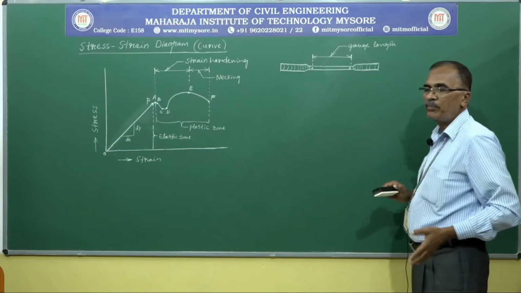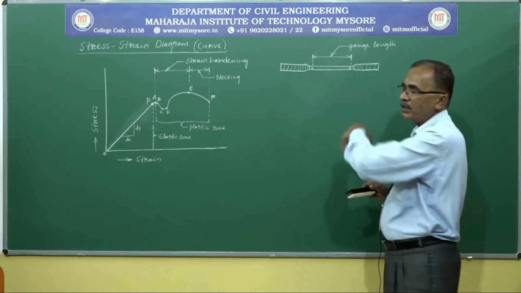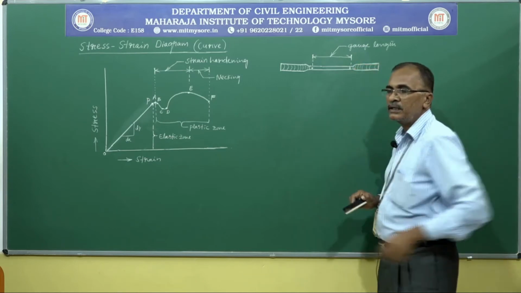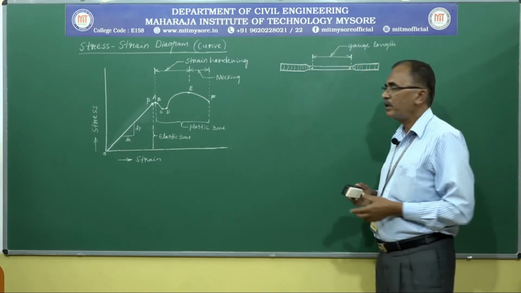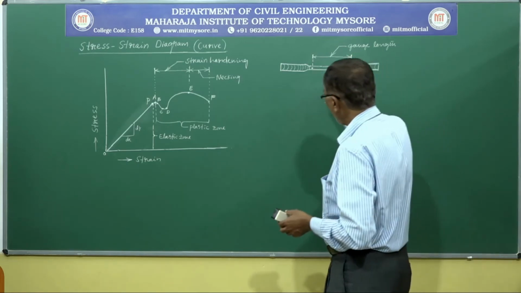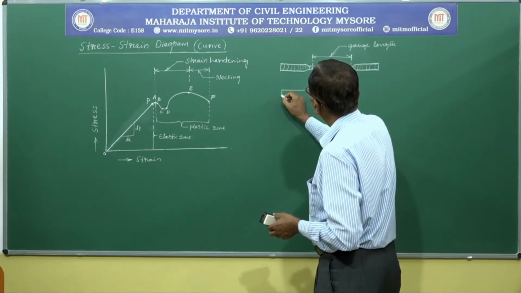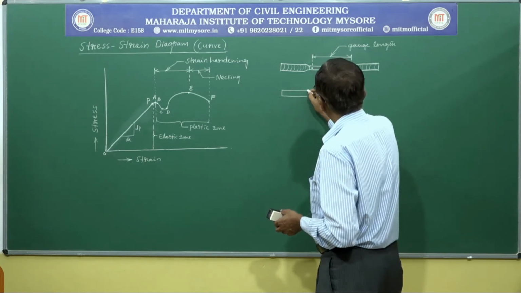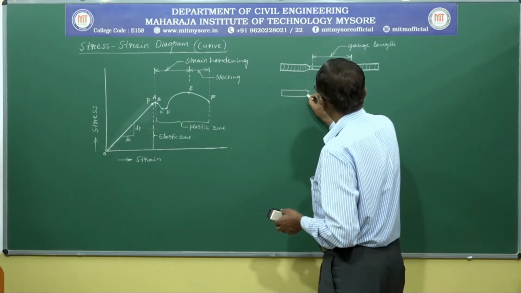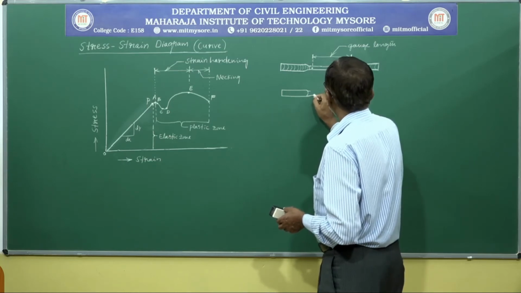Gauge length is the length over which we are going to measure the change in length and change in diameter. That is usually carried out before conducting the test and after conducting the test. Even during the test we can record the change in length and change in diameter of the specimen. As the test progresses, there is a decrease in the diameter of the specimen, usually at the middle portion or on the gauge length marked portion.